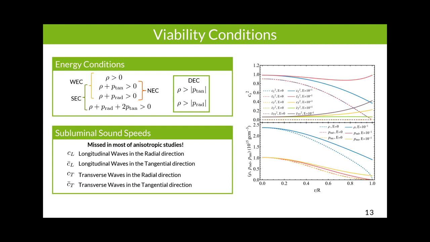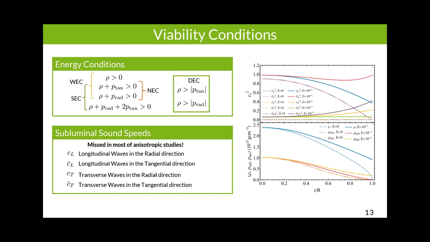In general, for an elastic material, there are 9 independent sound speeds. They reduce to 5 in spherical symmetry. Actually, I'm missing one here, sorry. There should be another transverse wave in the tangential direction here. But okay, it does not matter.